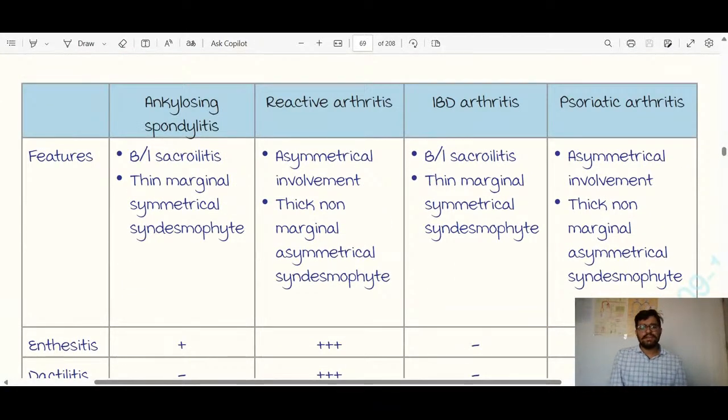Now here we will discuss these four in a common way, or as a common topic. That is the features of ankylosing spondylitis, reactive arthritis, inflammatory bowel disease, and psoriatic arthritis. Features: first, I will go for this.